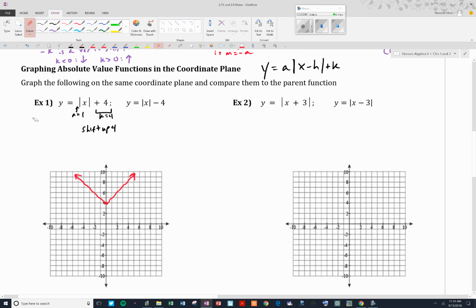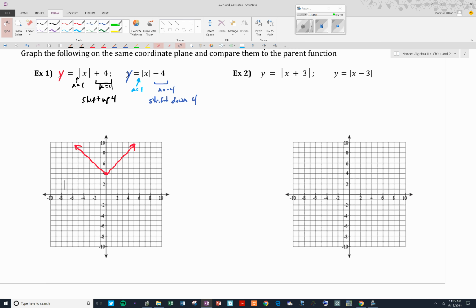Okay, so this graph here we just did in red. I'm going to make that y red. This next graph we'll do in blue here. This one says the absolute value of x minus 4. Well, now K is -4. This means that we're going to shift this down 4. A is still 1. So it's going to look exactly like that graph right there. It's just going to be shifted down from the origin instead of up. So our graph now is going to start at -4. And then we're going to go up with a slope of 1.